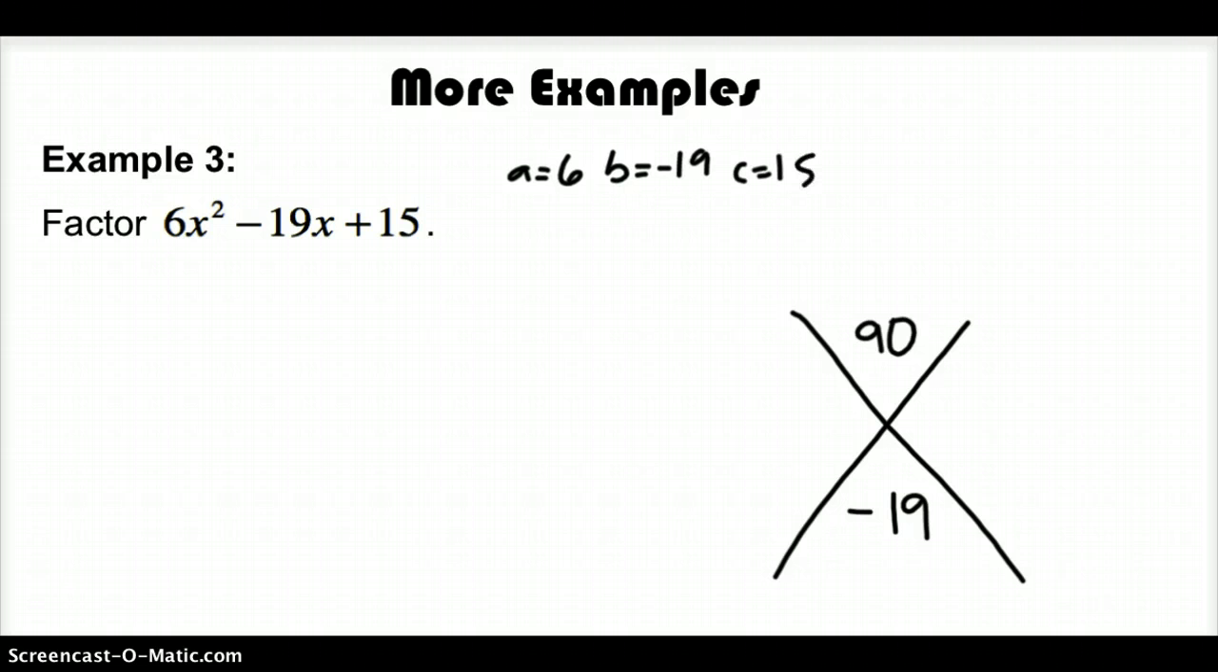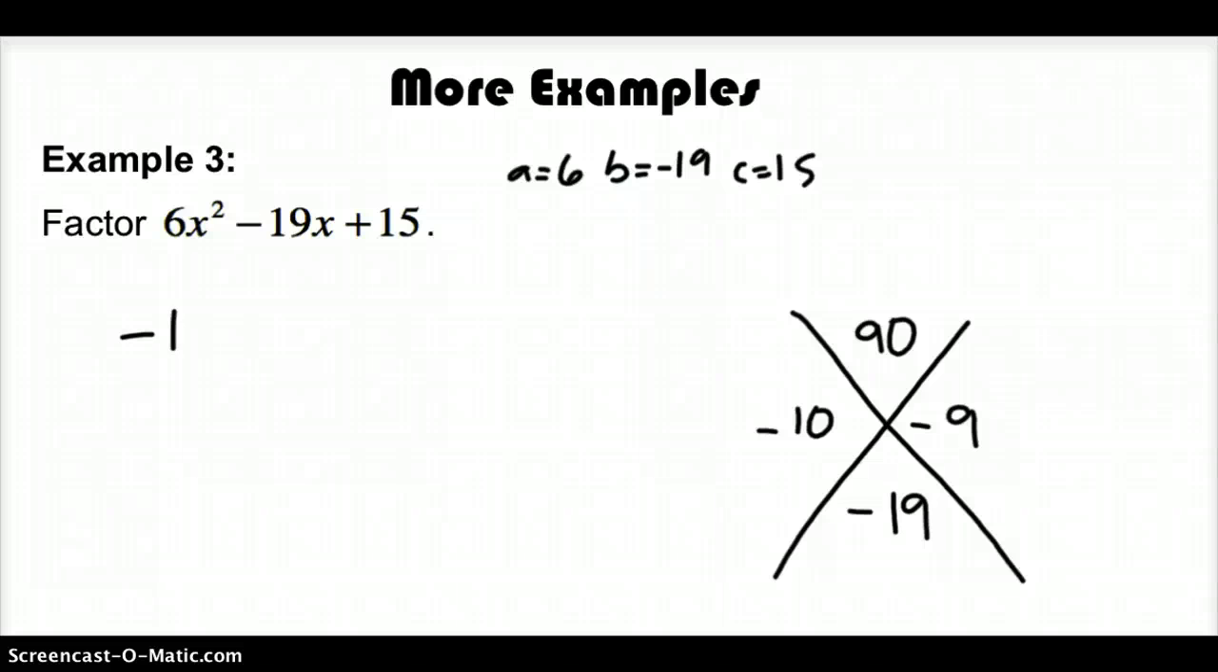So two numbers that multiply to 90 but add to negative 19. Well, I know that these two numbers have to be both negative, right? Because they multiply to a positive but add to a negative. I know that 10 times 9 is 90, so if I do maybe negative 10 and negative 9, I know that, again, those two numbers multiply to 90, but they add to negative 19. And so I'm going to go ahead and write out my numbers.